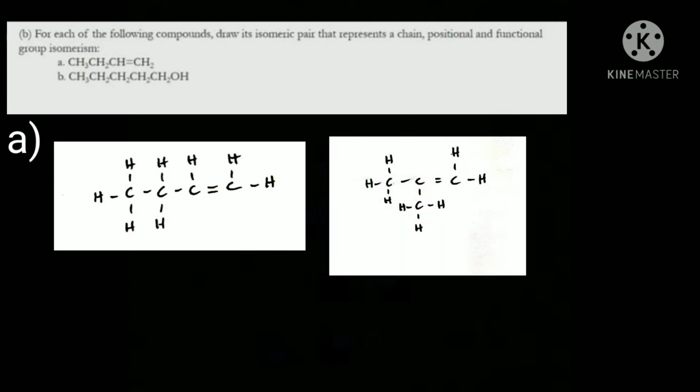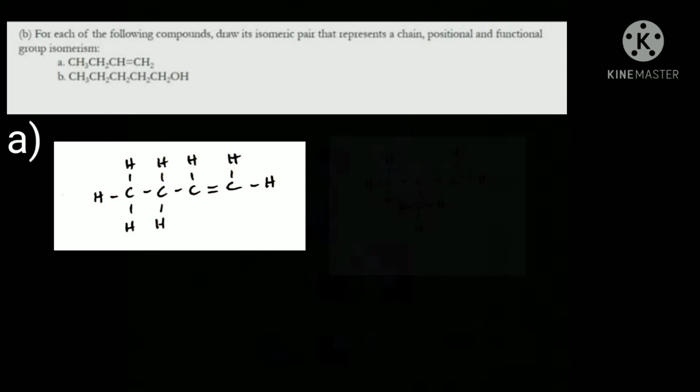For the chain isomers, we draw 3 carbon and we put the double bond at the first carbon. Then we draw CH3 at the second carbon as branch. The IUPAC name for this chain isomer is 2-methylpropene.